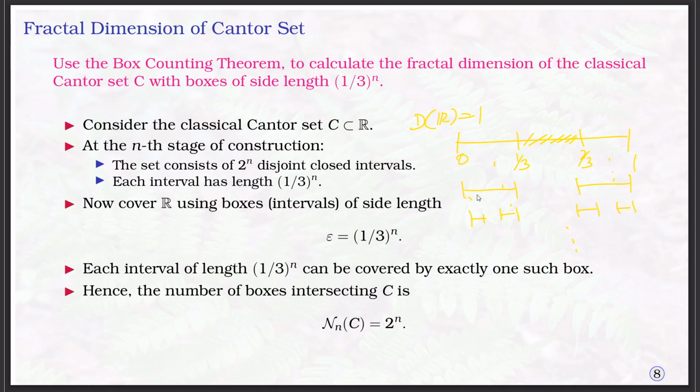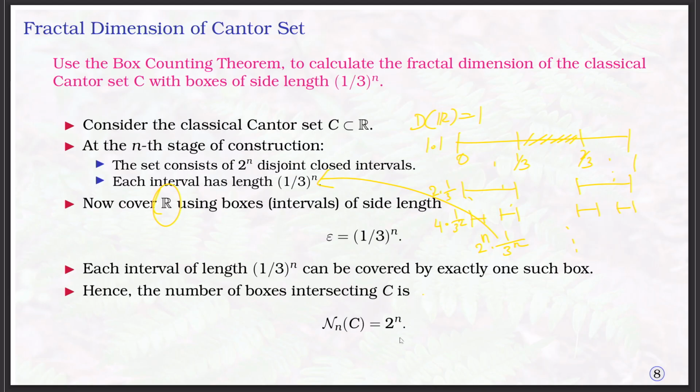So here we have one interval of length 1, here we have 2 intervals of length 1 by 3, here we have 4 intervals of length 1 by 3 power 2. Therefore, after the nth step, one can get 2 power n intervals of length 1 by 3 power n, as we mentioned here. Now cover R using boxes of side length 1 by 3 power n. Each interval of length 1 by 3 power n can be covered by exactly 1 box. Hence the number of boxes intersecting C is 2 power n.